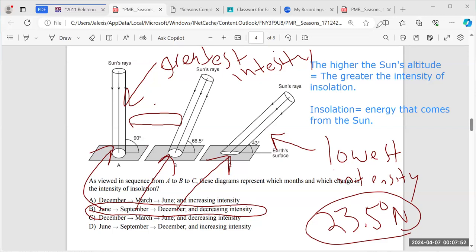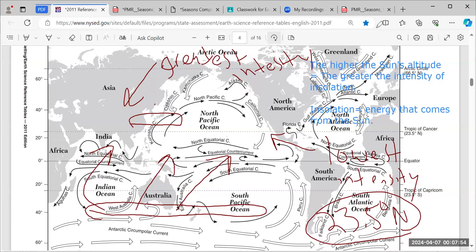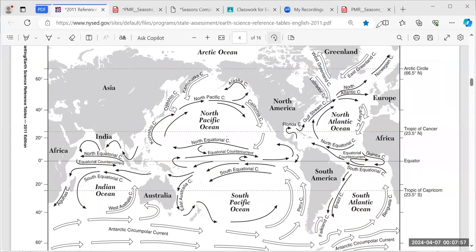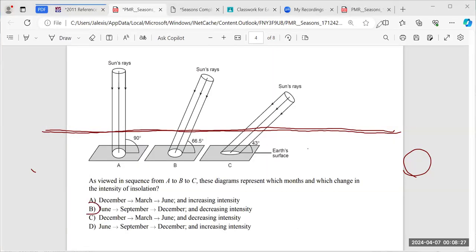And if we go to our reference tables, right, 23.5 degrees north is located right here. And that means you're located above the equator. So because you're located above the equator, right, it makes sense during the summer that you're going to get the greatest amount of intensity from the sun, right? That's the reason why it's warmer above the equator during the summertime. And so that's why the correct answer is B.